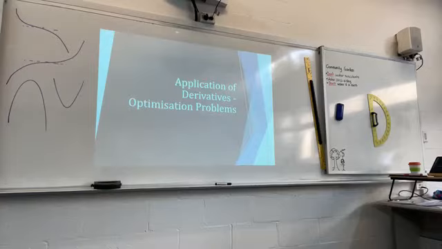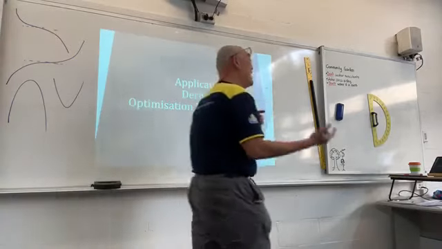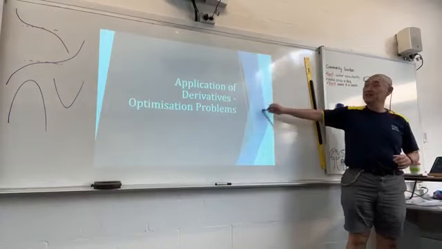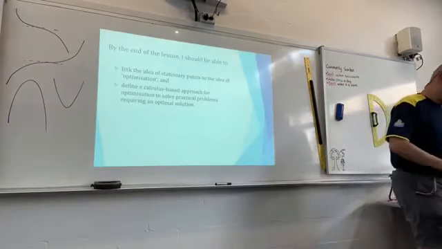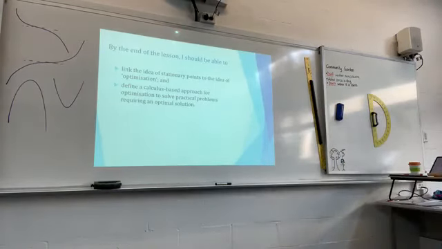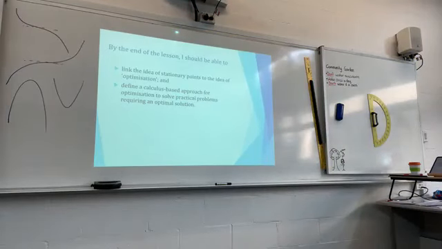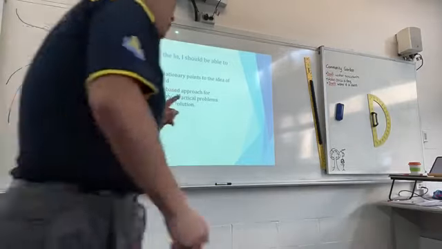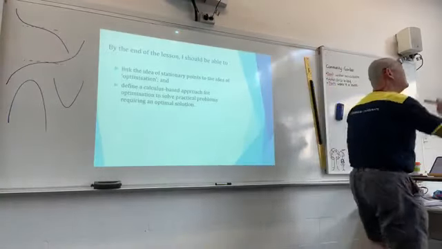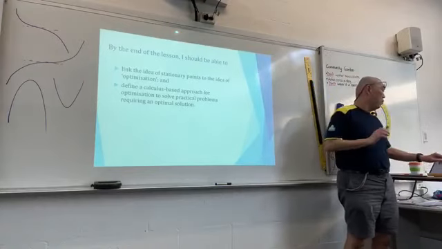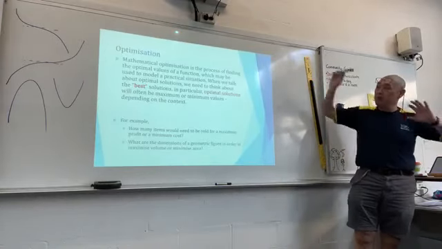So now you're going to think about how to apply what you learned yesterday, the sign test, into this optimization problem. What you need to know after today is to link the idea of stationary points to the idea of optimization, like I say, maximum or minimum. Define a calculus-based approach for optimization to solving practical problems requiring an optimal solution. I'm not going to go through step by step how to do the sign test again. What I'm going to do straight away is talk about optimization.